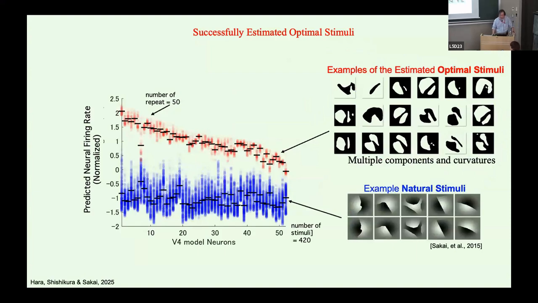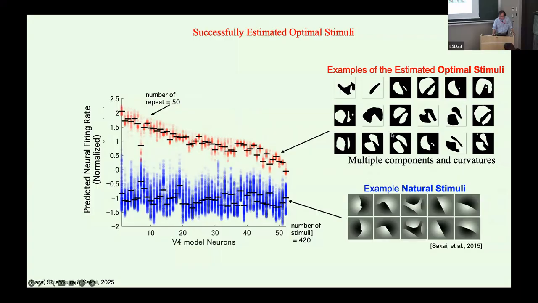And this shows the estimated optimal stimuli and their responses. The blue dots show the responses to our natural stimuli, and the red dots show the optimal stimuli. Each dot indicates the response to a single stimulus, and each column indicates the responses of a single neuron. So we can see that the optimal stimuli in red, in fact, evoke stronger responses than what we showed to them. Now, we have the optimal stimuli. So let's take a look at what they are.